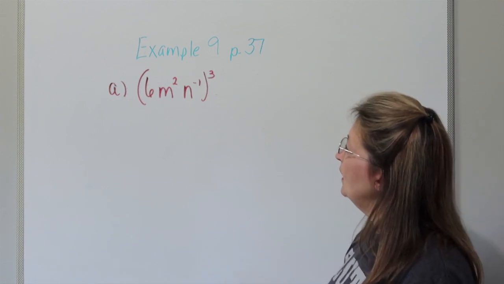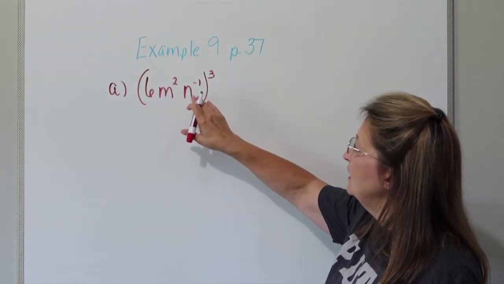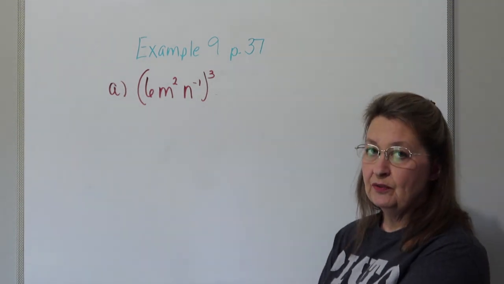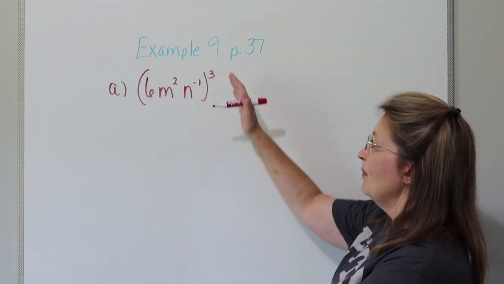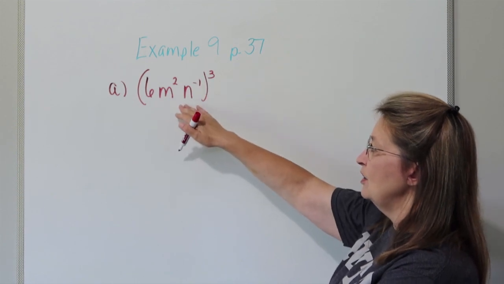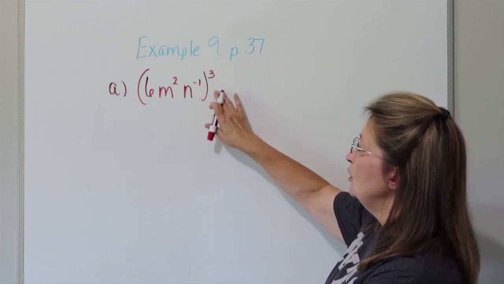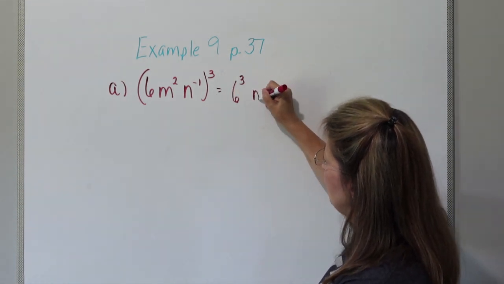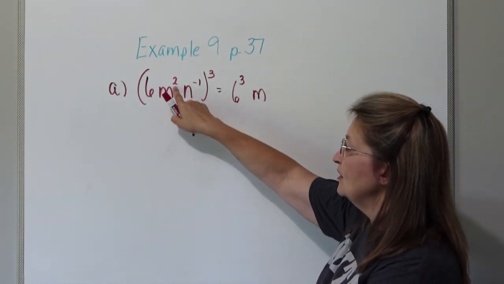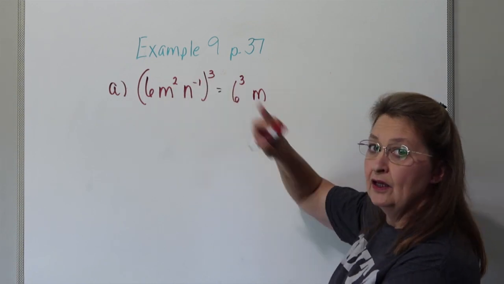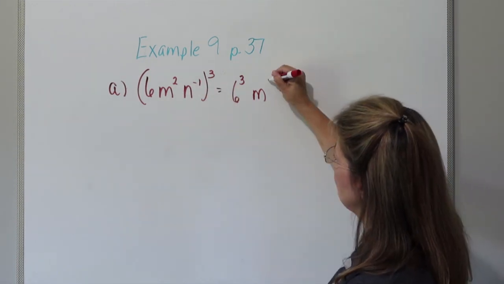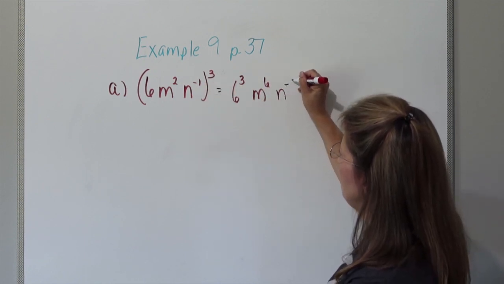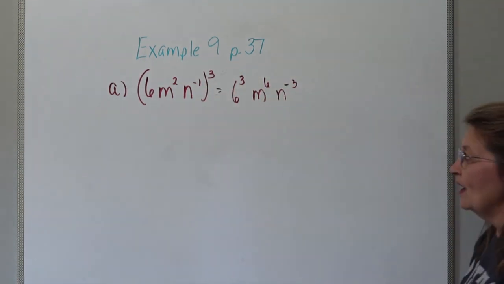Okay, so I have 6m to the 2nd n to the negative 1 all raised to the 3rd power. The first thing I need to do is get rid of those parentheses, and I do that by giving everything in here, every factor, a cube exponent. So what I have here is 6 to the 3rd m. Now what do you do when you have an exponent inside and an exponent outside? You multiply. So 2 times 3 is 6, and negative 1 times 3 is negative 3. So here's what I have now.